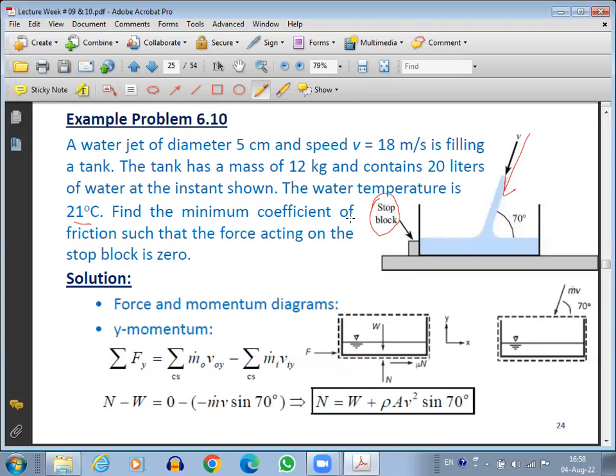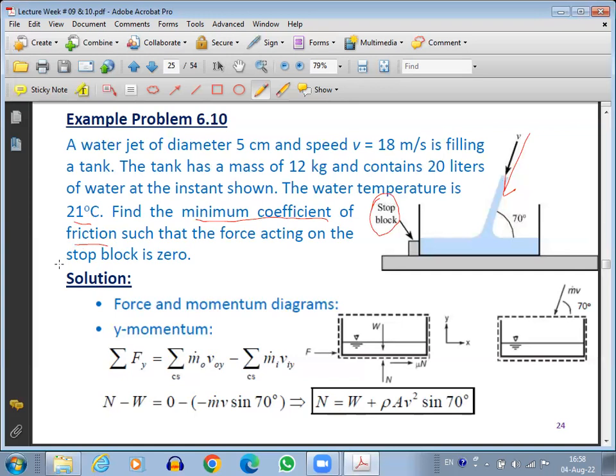Now we want to know what should be the minimum coefficient of friction so that the container does not move. So we want to know the minimum coefficient of friction between this stop block and the surface, so that whatever the jet of water is coming, that does not move the container, and is not able to move the block from its place. Okay, so this is the question, very similar to the previous question.